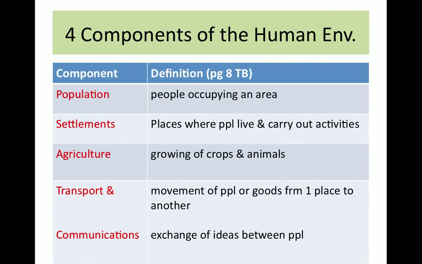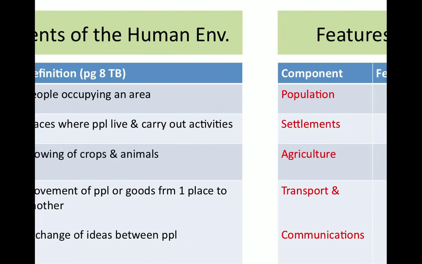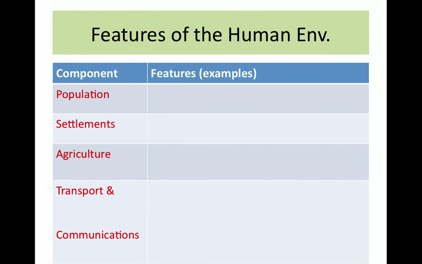And there we have our definitions of our four components of the human environment. But now, let's think of some examples of the four components. Remember, definitions are different from examples. Like, if I wanted the definition of a girl, it's a female child. But if I wanted examples of girls, it could be things like Selena Gomez, Demi Lovato, etc., etc. So let's pause the video again and try to come up with some examples, or what we sometimes call features of the human environment.